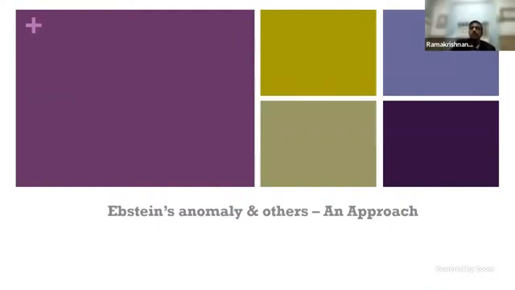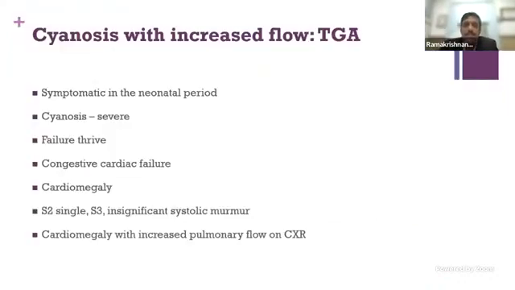So we'll briefly go through Epstein's anomaly and some discussion about other conditions. Like I think last time Dr. Sumodh was telling that we should follow the various classifications that have been proposed for cyanotic congenital heart disease, that I agree. If you are a pediatric cardiologist practicing in pediatric cardiology, you should definitely follow that classification. If you're an adult cardiologist, this group of patients you rarely encounter in adult practice.